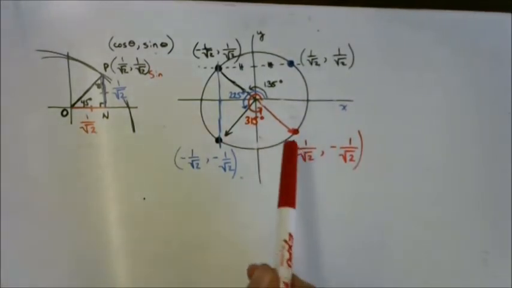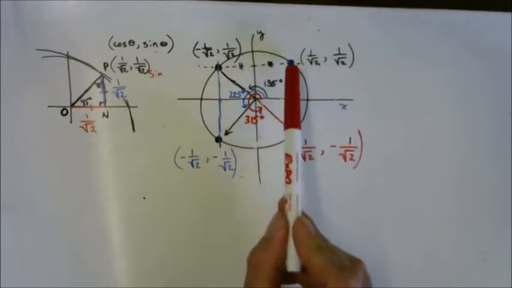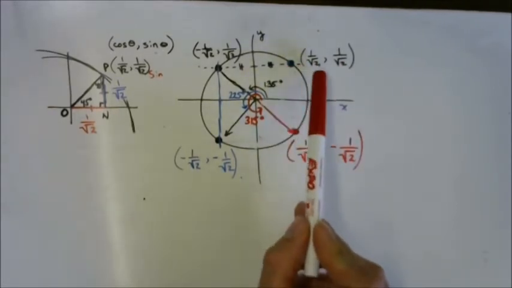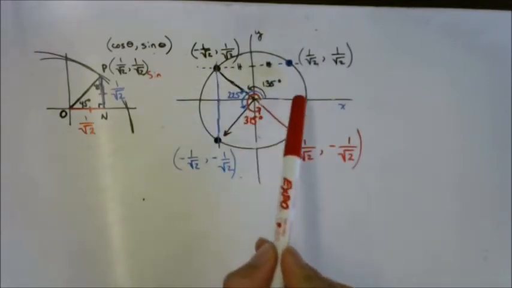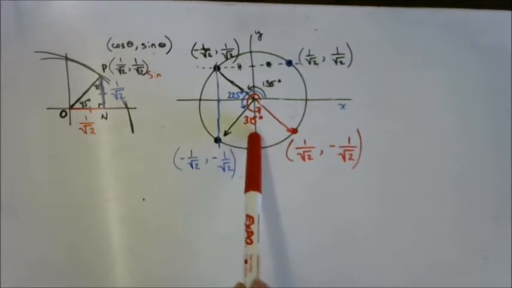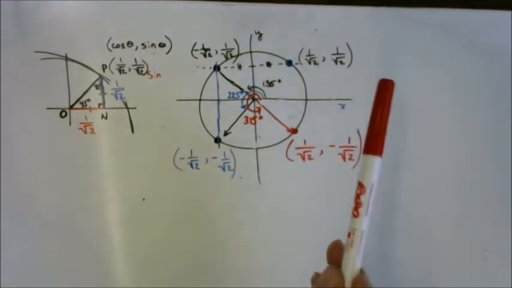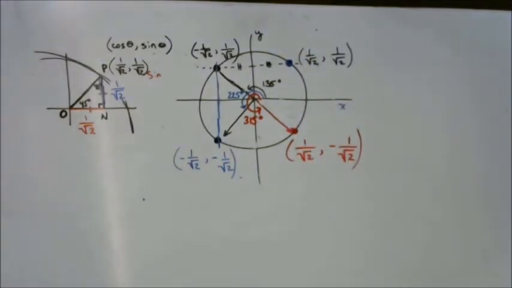Okay, these are special angles. The 45 degree angle is a special angle because the coordinates are the same, and if you memorize the 45 degree angle, the cosine and the sine, you will also be able to do the cosine and sine of 135, of 225, and of 315. You'll also be able to do the tangent, because tangent is just the sine over the cosine every single time.